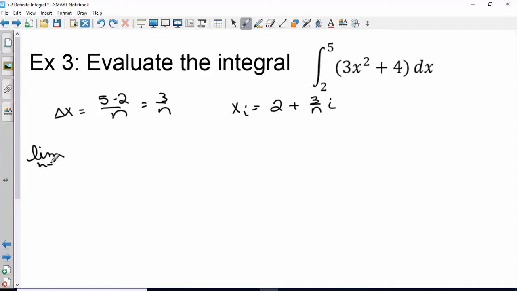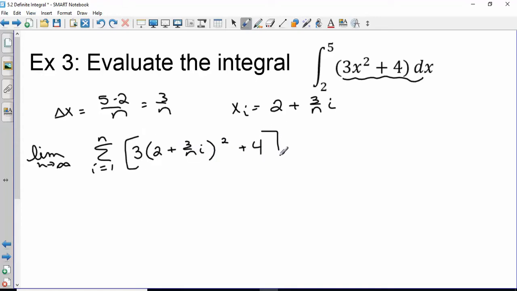Okay, now we write it in the limit form. So the limit as n goes to infinity of the sum from 1 to n. Then we are plugging in here. So we have 3. X is turning into the 2 plus 3 over n i squared plus 4. And in place of the dx, what do we put? The change in x, which was 3 over n.